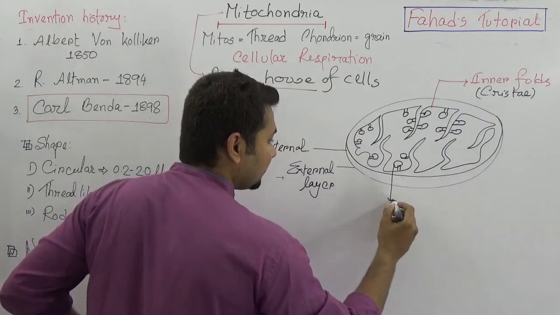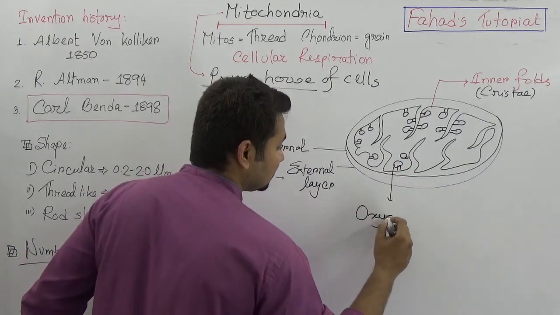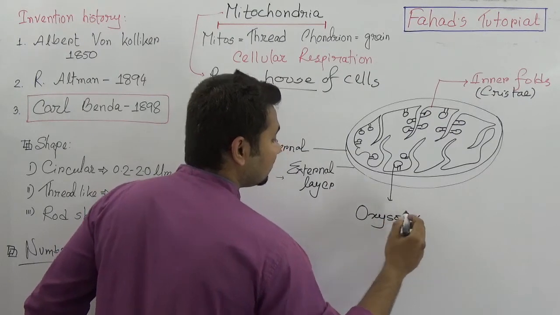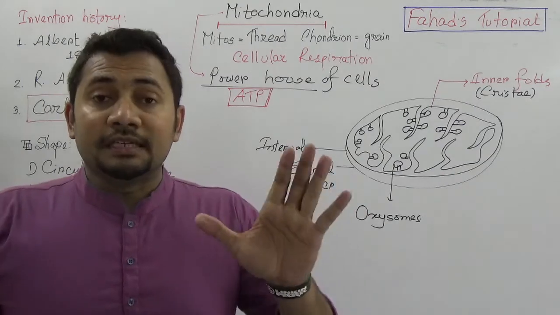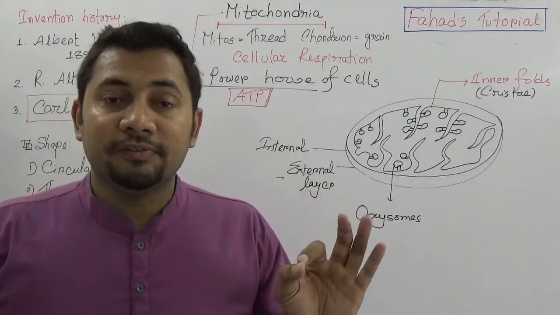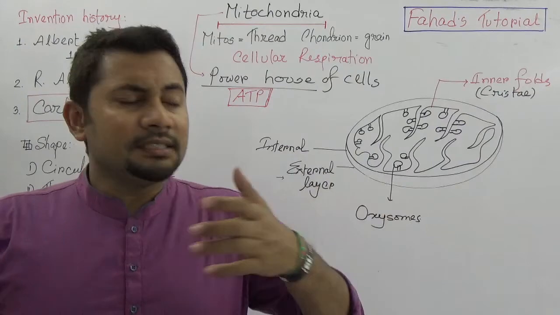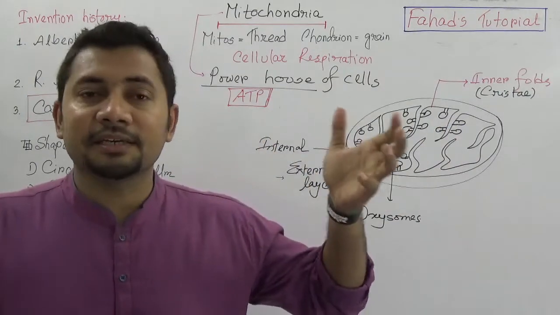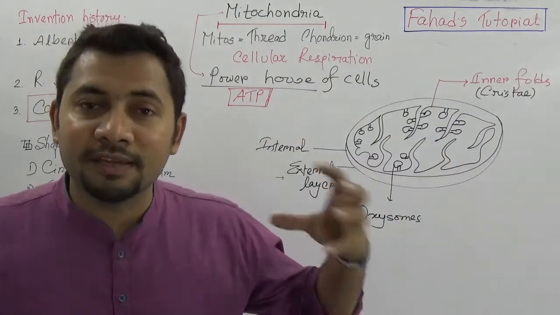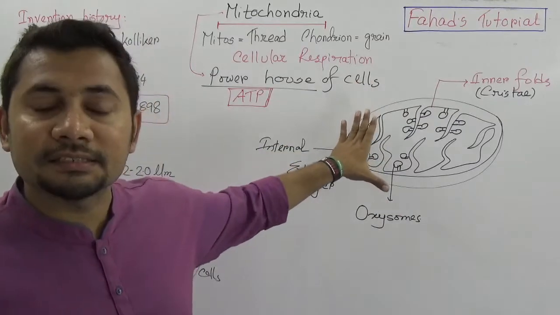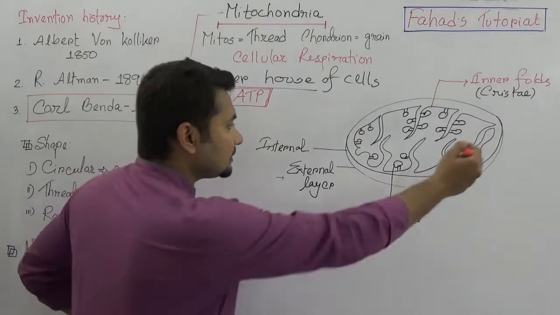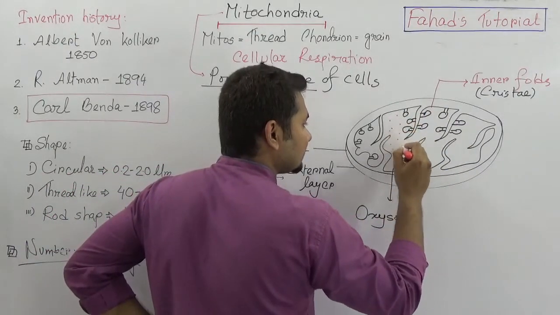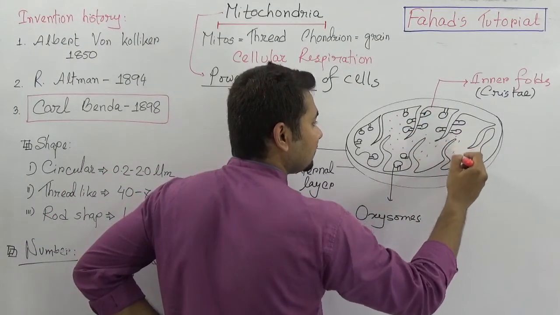So we say this is oxysomes, and these oxysomes contain more than 100 types of enzymes and coenzymes. A series of biochemical reactions will be happening inside these oxysomes. And most importantly, this dot-like substance is called the matrix of mitochondria.